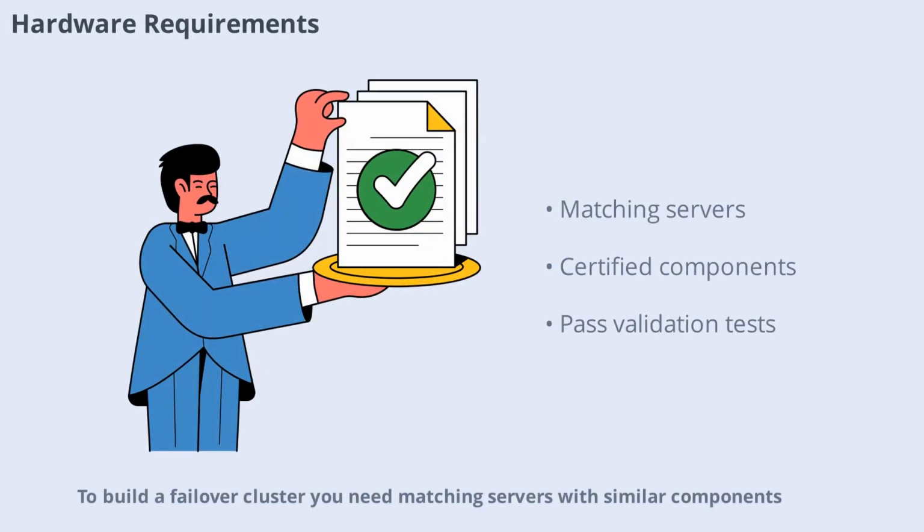To build a failover cluster, you need matching servers with similar components, certified for your Windows Server version. All hardware must pass the cluster validation tests to ensure compatibility and reliability. For network adapters, dedicate each one to either network communication or iSCSI storage, and avoid single points of failure by using redundant networks and teamed adapters.